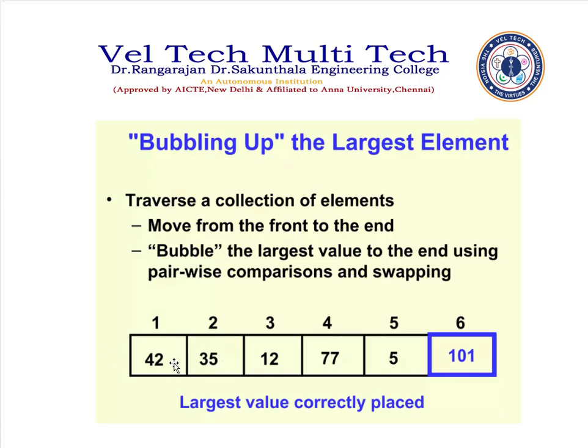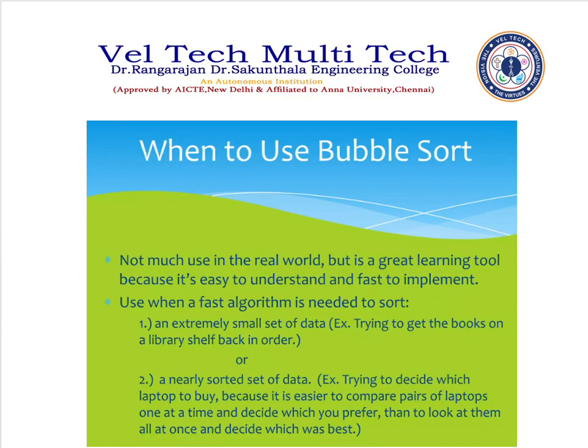Again the process will start from the first to the last, and the second largest element will be bubbled up to the fifth position. Likewise we have to carry on with many passes until the correct order, that is an increasing or sorted order, is found. So this is the procedure of bubble sort, and we'll see when to use this bubble sort technique.